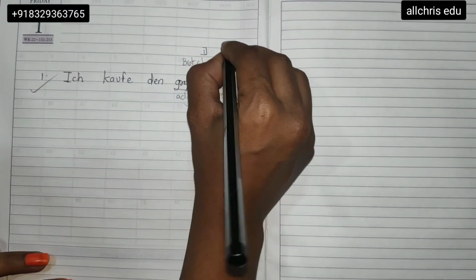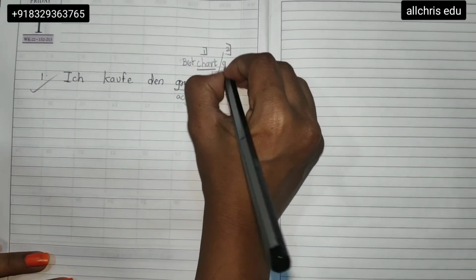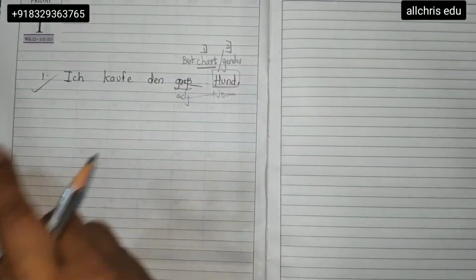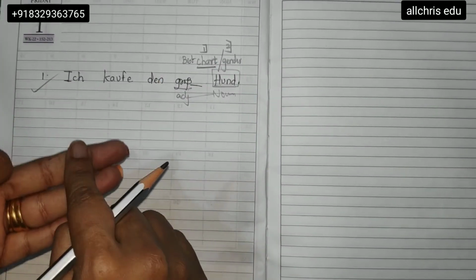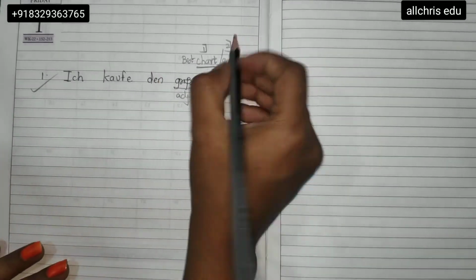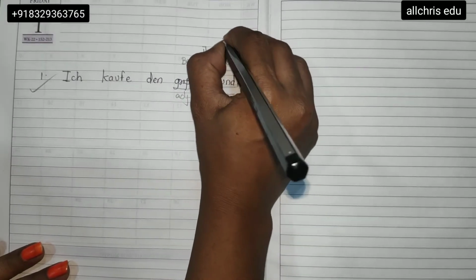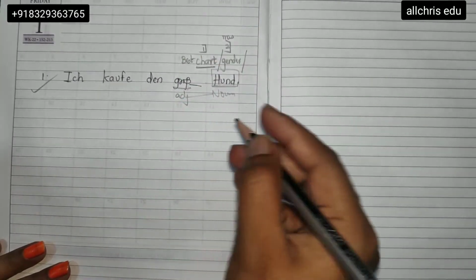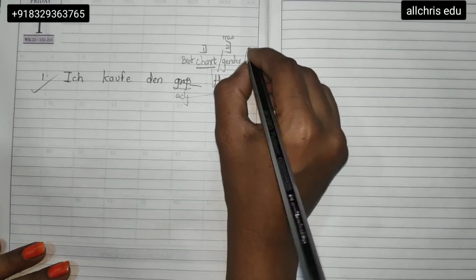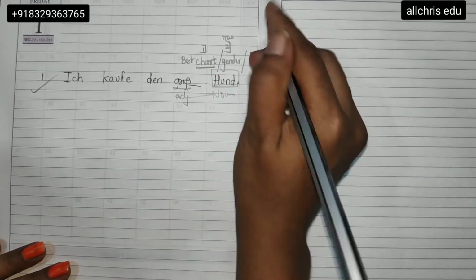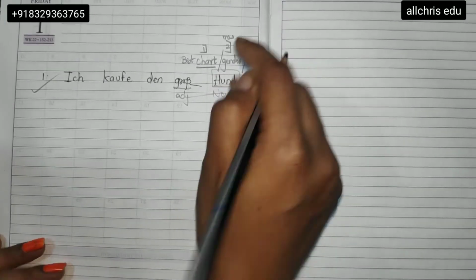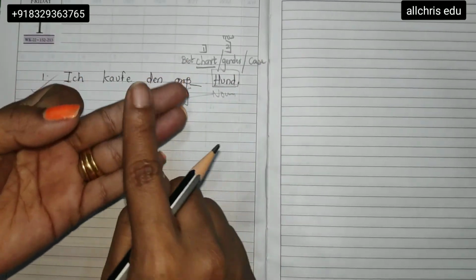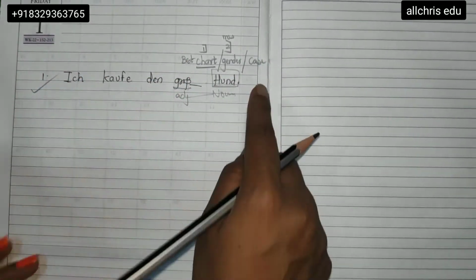Second important thing, we need to find the gender of it. So whether that noun is male, female, neutral or plural. That you are going to mention here. Now it is male because Hund is male gender. Now the third important thing about the noun, we should know the case. Whether it is nominative case, accusative case or dative case. That is important to know.